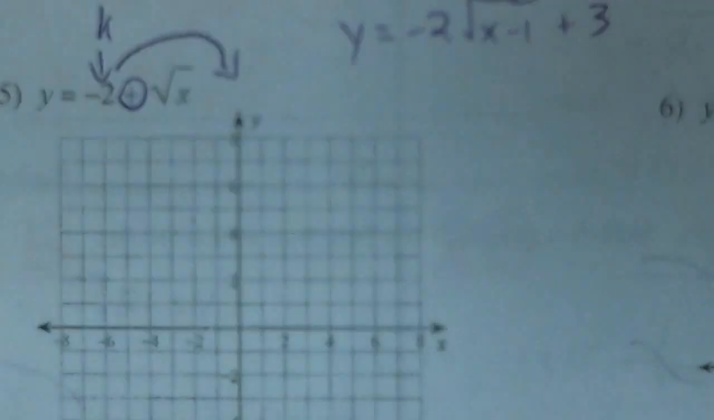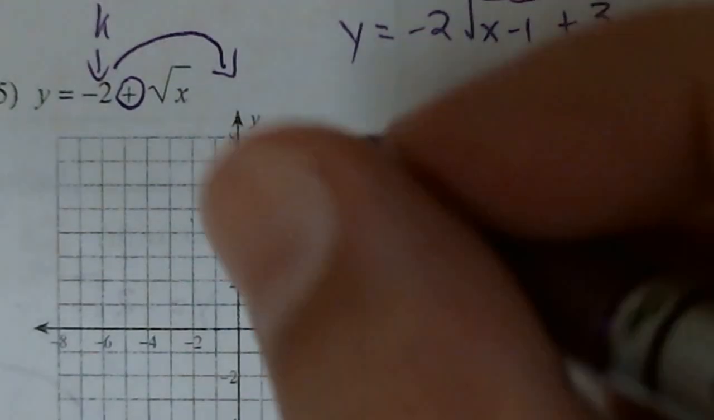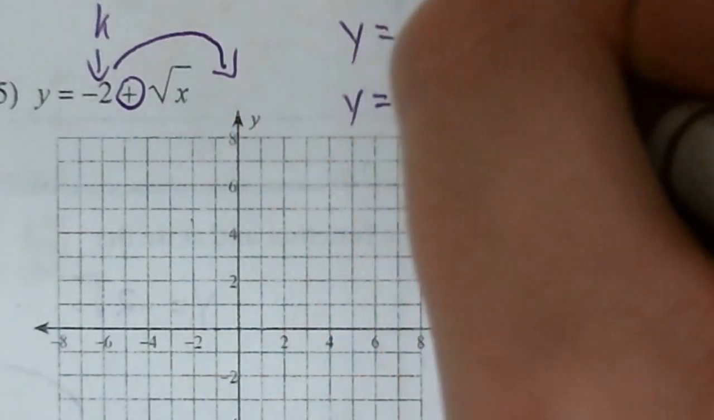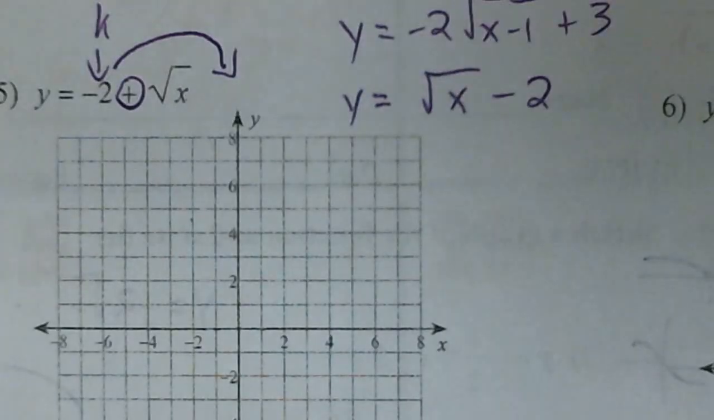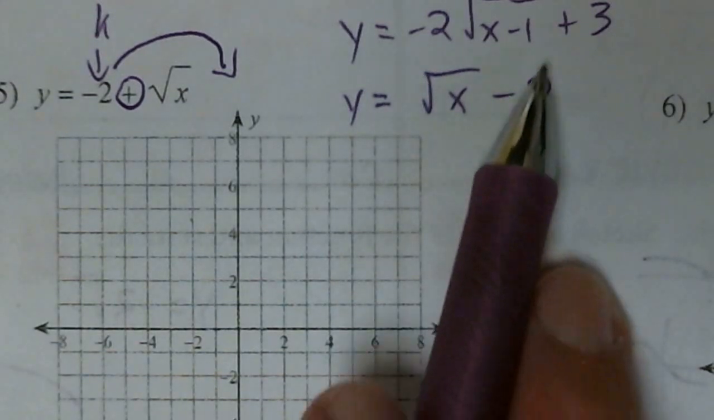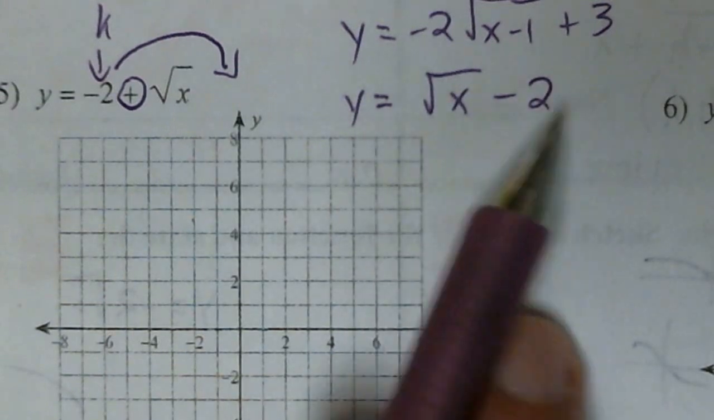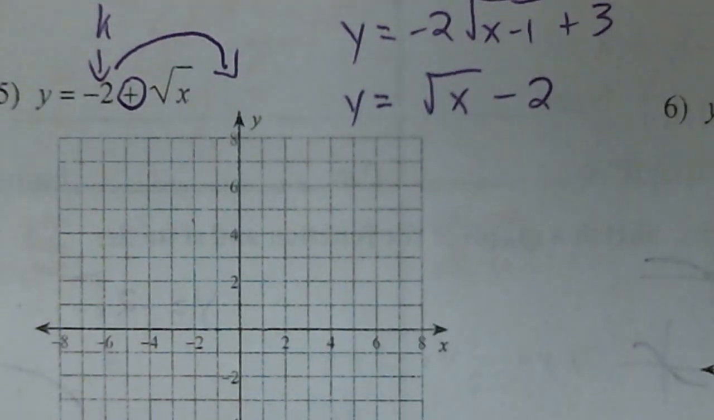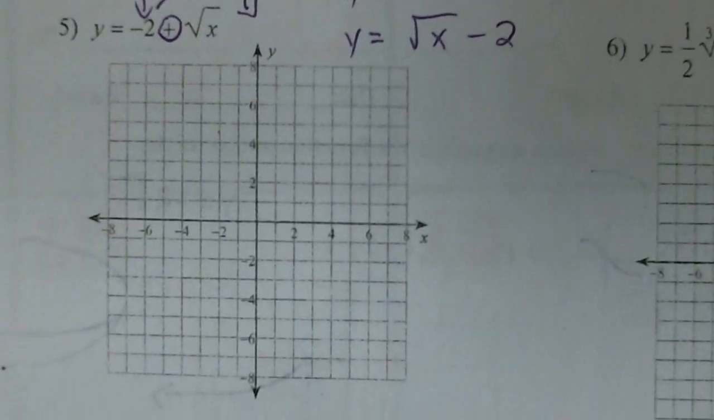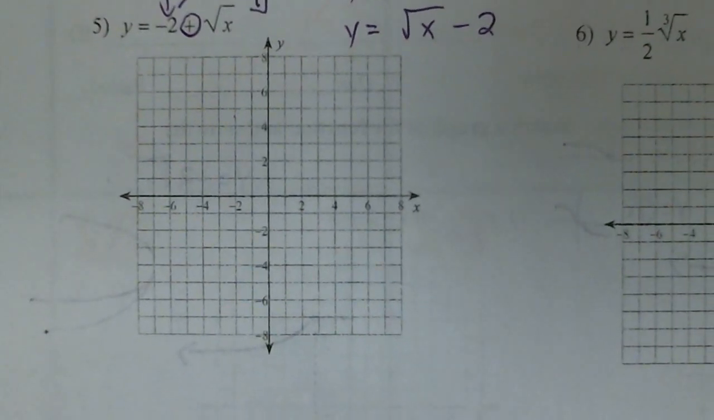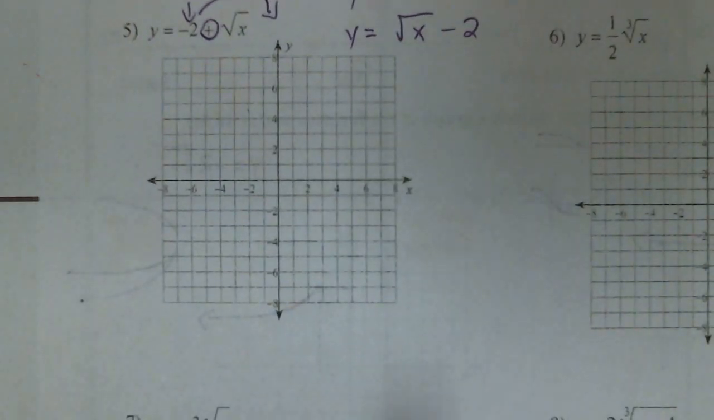So if I switch this over here, move it over to the back end, then this becomes y equals the square root of x minus 2. Okay? All they did was they took the -2 and they put it in front, plus the square root of x. Okay? Now we're in a position that we're used to seeing. We got it in the form we're used to seeing. Standard form for our radical.